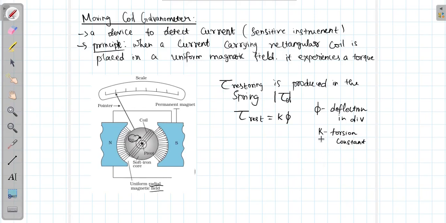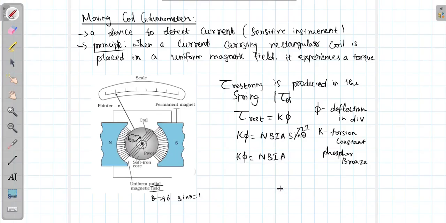Torsion constant depends on the material. Here they use phosphor bronze, which has a very small constant value. With this, Kφ = NBIA sin θ. Also, we know sin θ is 1, just neglected because of the radial magnetic field. The θ is always 90 degrees, so sin θ equals 1. Therefore, Kφ = NBIA.